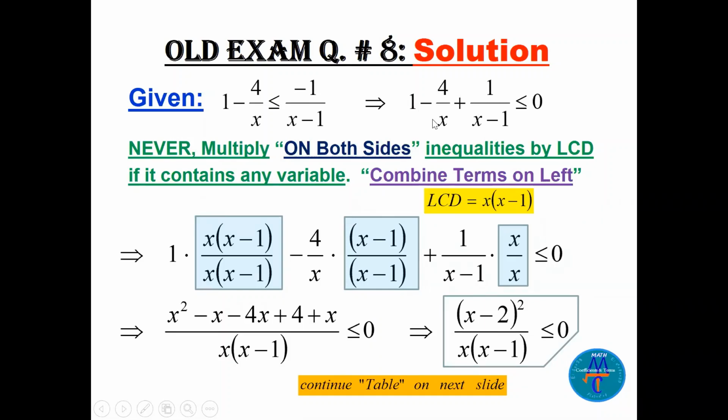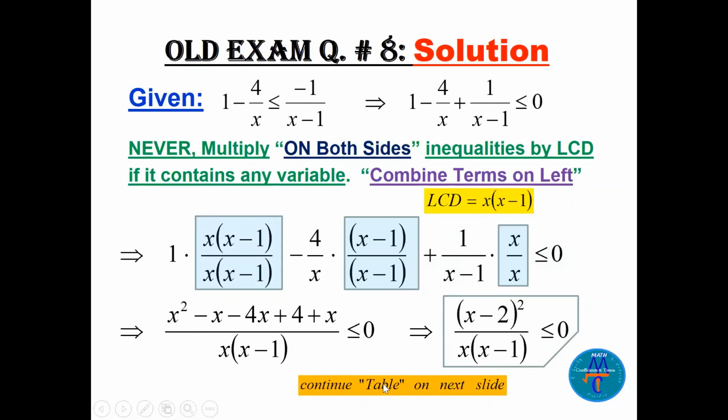Now the LCD, we can see here, x minus 1. See, the first one is 1, so we need x minus 1 up and down. And here we have minus 4 over x, so we need only x minus 1. The last one we have, see this is plus now, 1 over x minus 1, I multiply by x over x. So I have all the same denominator here, x minus 1. This one becomes x squared minus x, and this one minus 4x plus 4 plus x. Plus x, minus x cancelled. I have x squared minus 4x plus 4, which is a perfect square. Now look at this, nice. X minus 2 squared over x minus 1 less than or equal to 0.